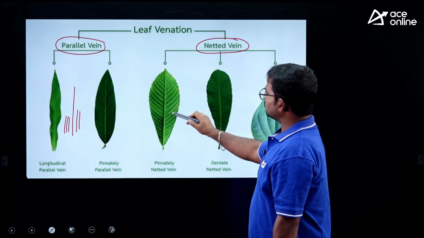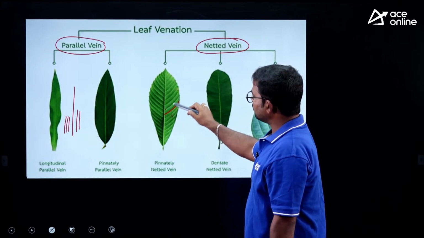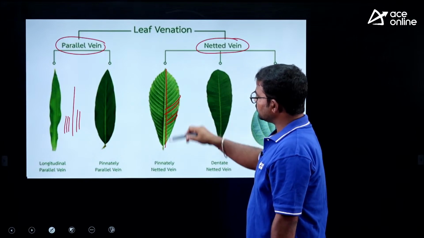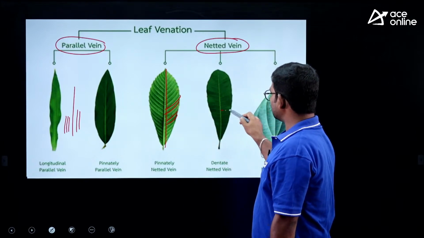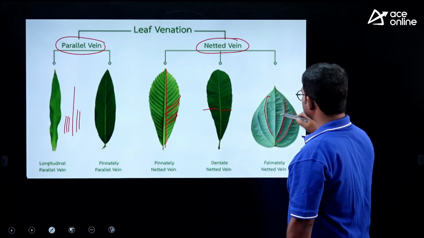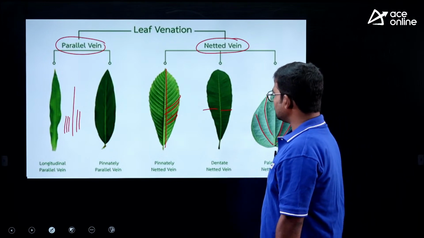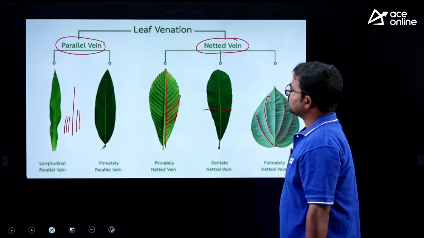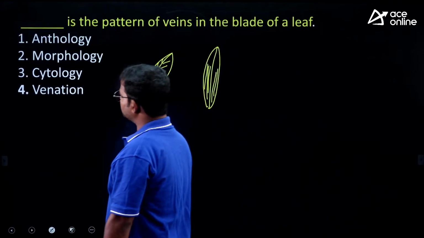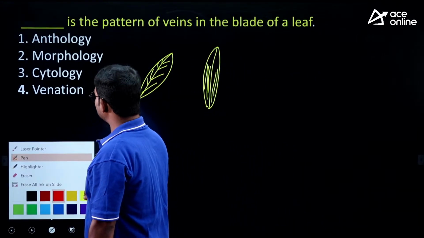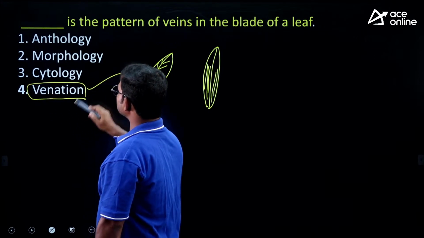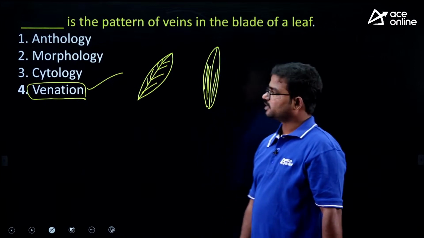Next, netted veins. If you observe these veins, this is the major one. The remaining veins are looking like this, not completely parallel. Here somewhat perpendicular, here some angle is there. So this type is considered under the category of netted veins. That's why the correct option is nothing but venation. So option 4 is the right answer.